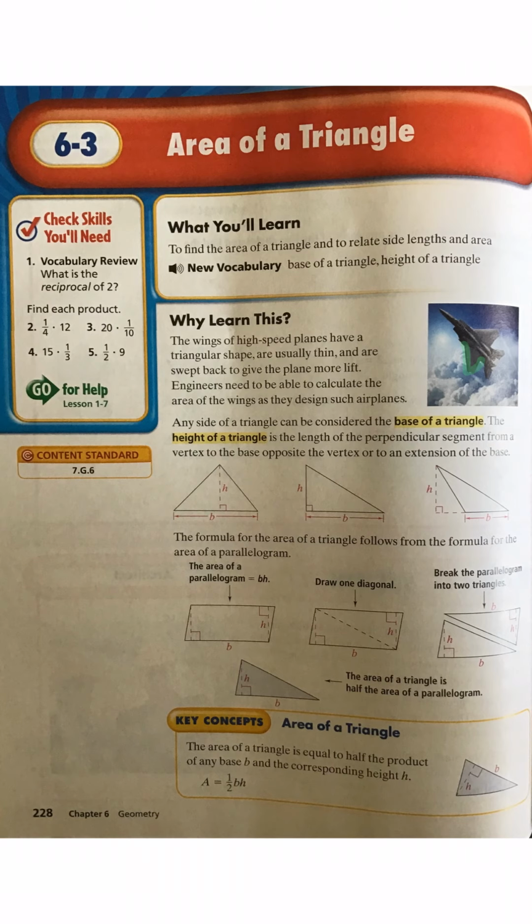So for these examples, we are going to look at this as being the base, this is the vertex, so therefore connecting the vertex to the base with a perpendicular line, right? So that means that it has a 90-degree angle. This will be the height. This will be the base.